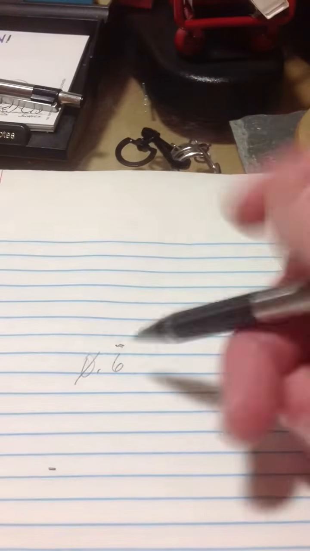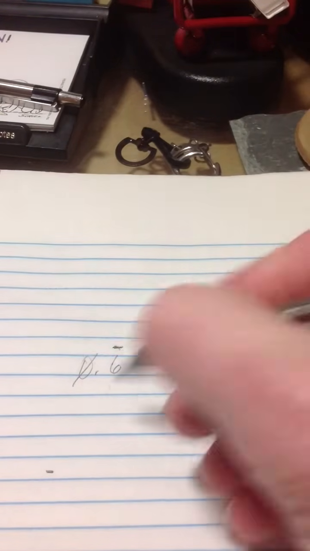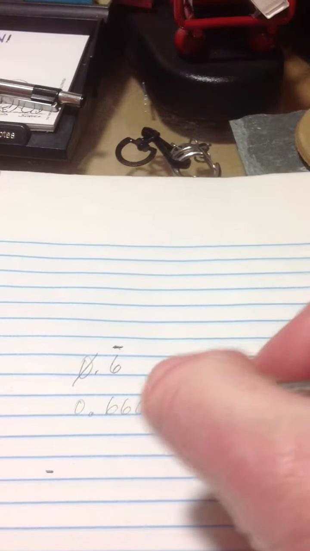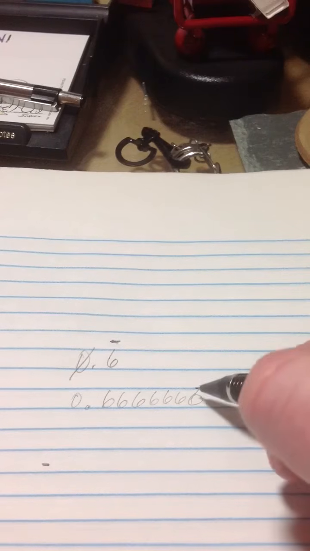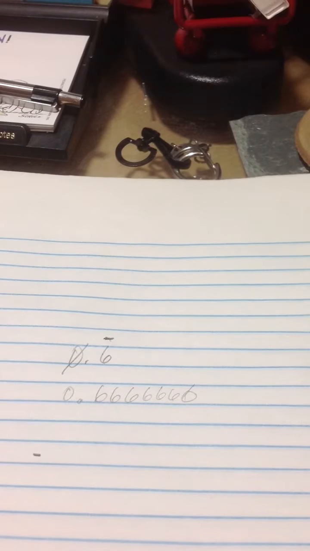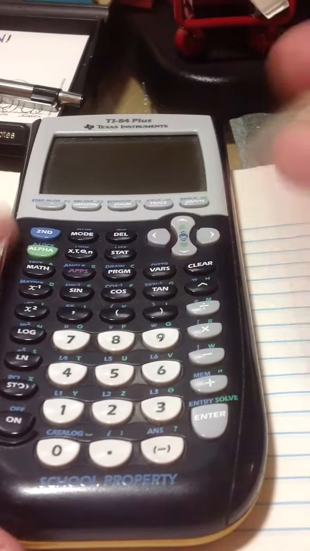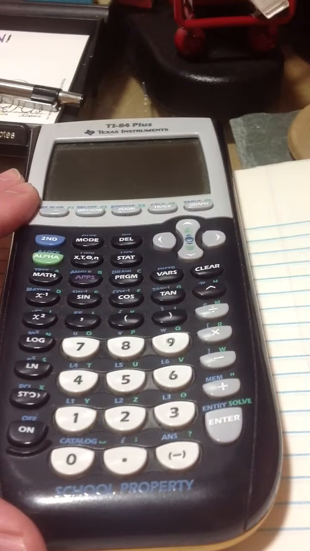Alright, let's work on a problem such as this, 0.6 with a bar on top. What this is telling you is 0.6666666, on and on and on, as many as you can fit on the screen. If you use your calculator and put as many as you can on the screen, then it's more likely to solve and give you the right fraction. The machine, I'm about to show you how to do this.